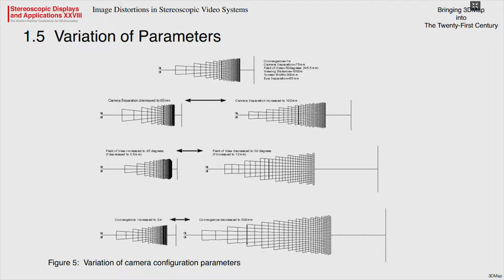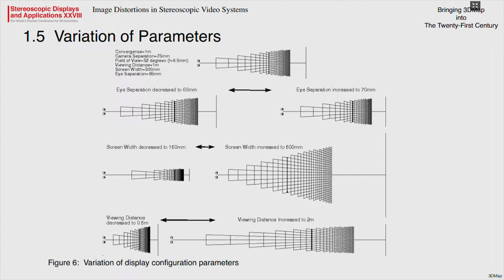But the software allowed you to adjust the camera separation, decreasing or increasing, which would compress or expand the 3D space. It allowed you to increase or decrease the field of view, which would again compress or expand the 3D space. You could increase or decrease the convergence, which would shift the 3D space towards the viewer or away from the viewer. At the display system, you could also increase or decrease the eye separation. Don't try this in real life, it might be very painful. Which would again increase or decrease the depth range.